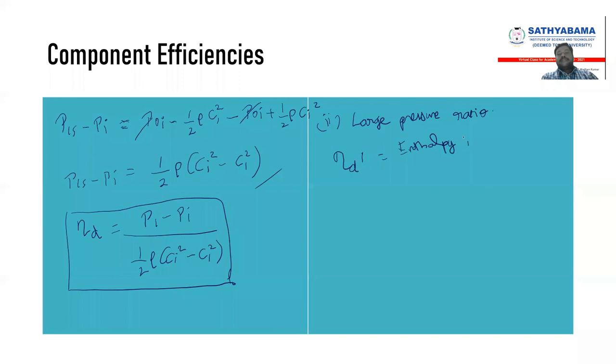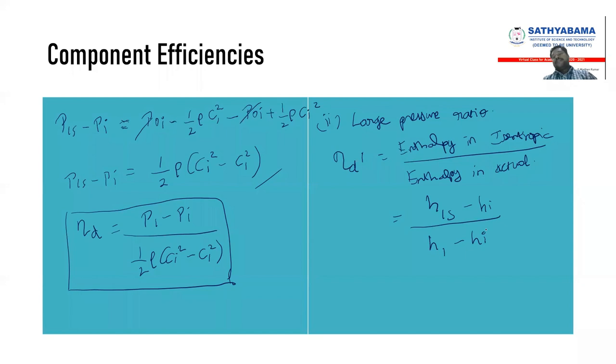So here, it is the change in enthalpy in the isentropic state, and then the change in enthalpy in the actual state. Here, the same thing: you are going to write the enthalpy in the isentropic case as H1S minus HA, and the enthalpy in the actual state as H1 minus HA.